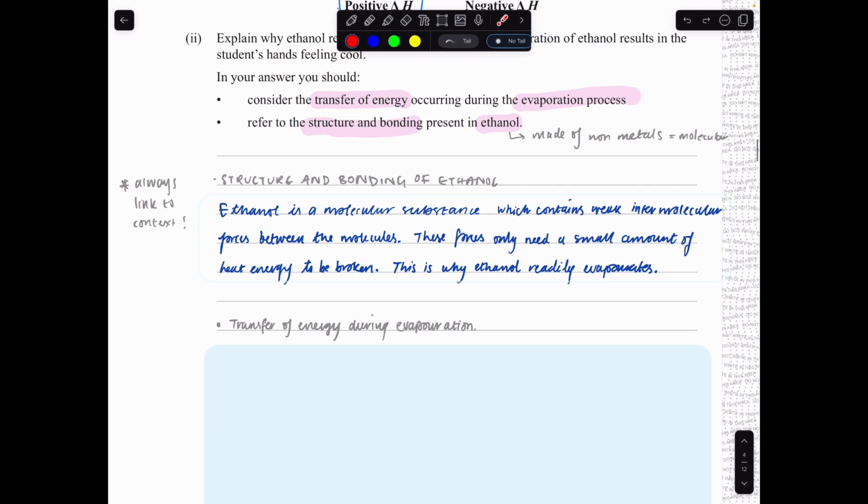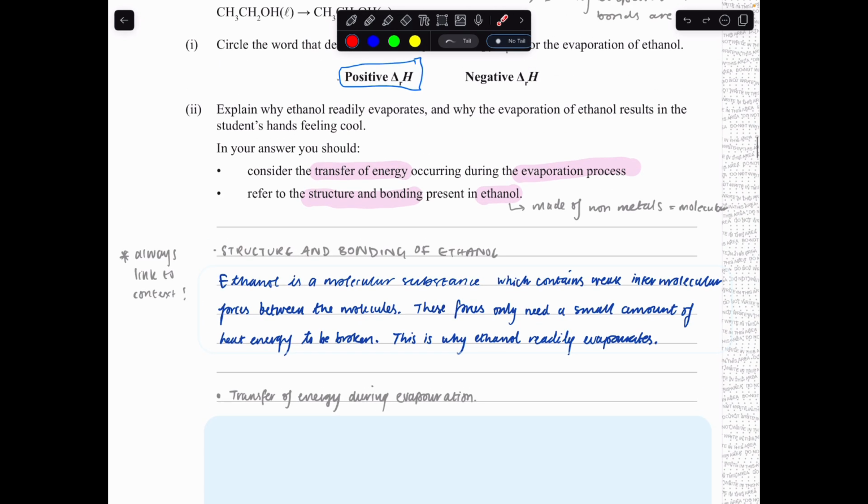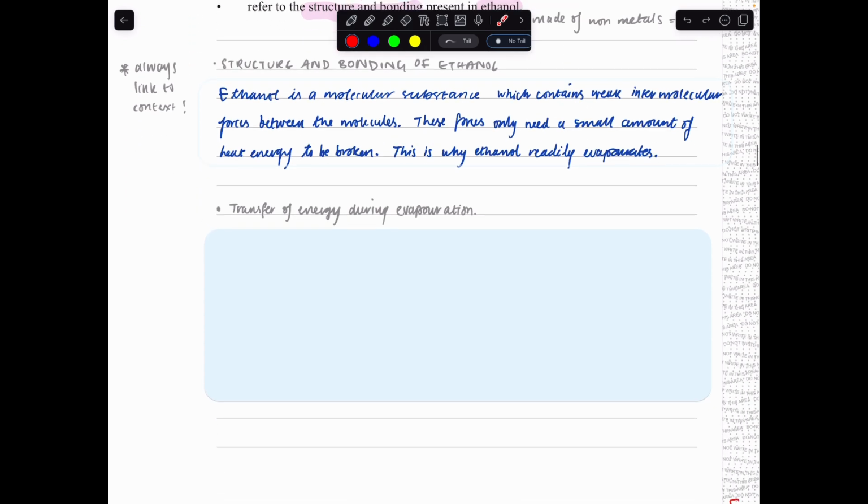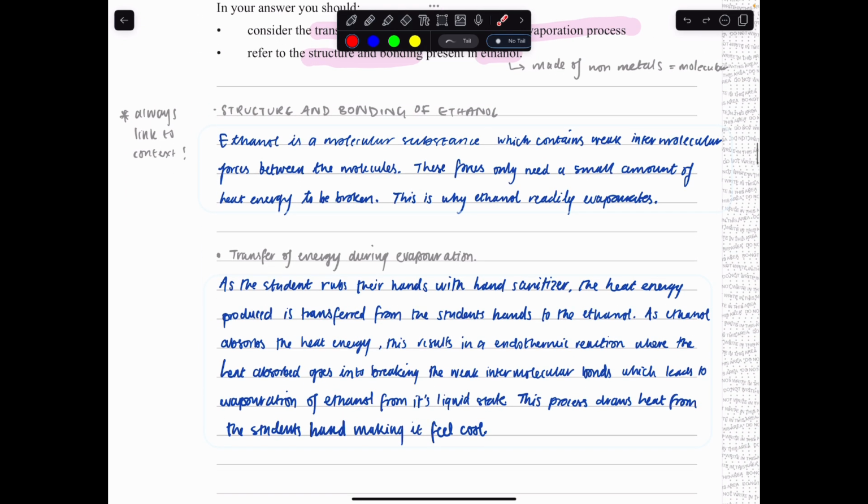Next, we need to look at the transfer of energy occurring during the evaporation process and eventually link it to why the students' hands feel cold. So, here's what I wrote. As the student rubs their hands with hand sanitizer, what's happening? Well, essentially there's friction being created, which causes the production of heat energy. So that heat energy caused from all that rubbing is transferred from the student's hands to the ethanol, okay, which is in this hand sanitizer.